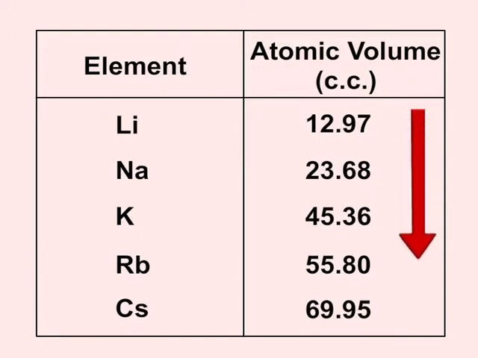For lithium, atomic volume is 12.97 cubic centimeter. For sodium, atomic volume is 23.68 cubic centimeter. For potassium, atomic volume is 45.36 cubic centimeter. For rubidium, atomic volume is 55.80 cubic centimeter. For cesium, atomic volume is 69.95 cubic centimeter.